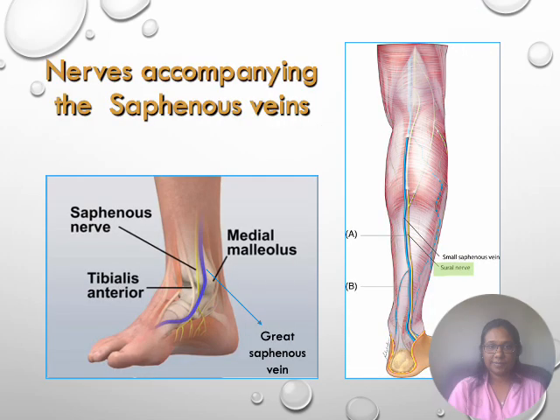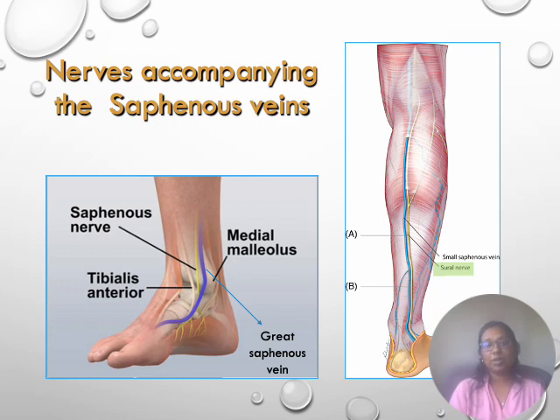Until now, we have learned the formation, the course and the terminations of the superficial set of veins, that is our great saphenous and the small saphenous. Now I will end it with the nerves accompanying the saphenous veins. In the first picture, I am showing the nerves which are accompanying the great saphenous vein. As you can see there, the great saphenous is traveling right in front of the medial malleolus, where it is accompanied by a nerve which is the saphenous nerve.